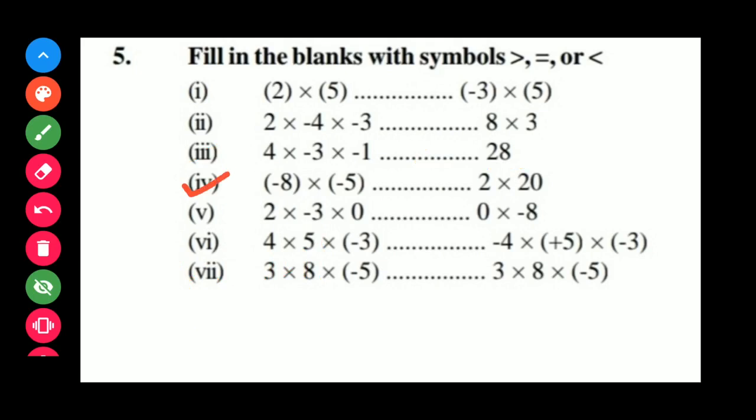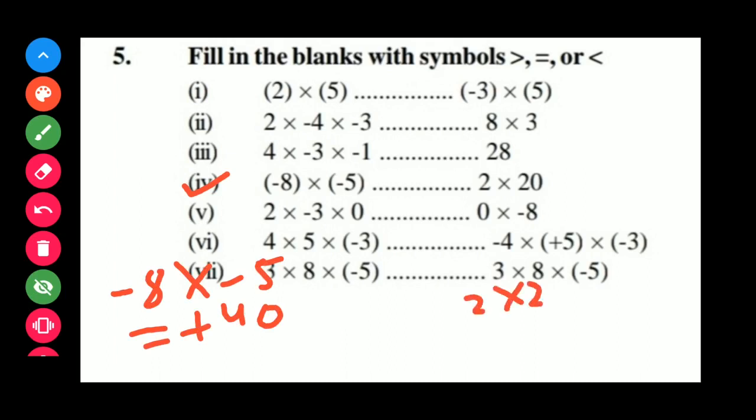Now come to the fourth part. Fourth part, minus 8 into minus 5. So minus 8 into minus 5, it becomes plus 40. And here is 2 into 20, so that becomes plus 40. So both are equal, so you can put here the equal to sign.